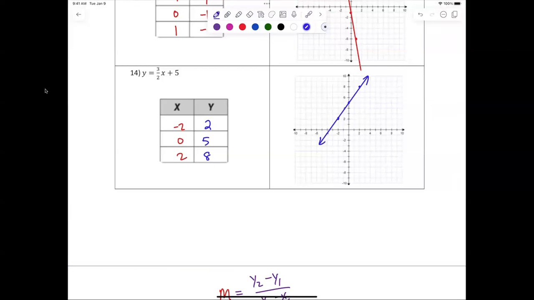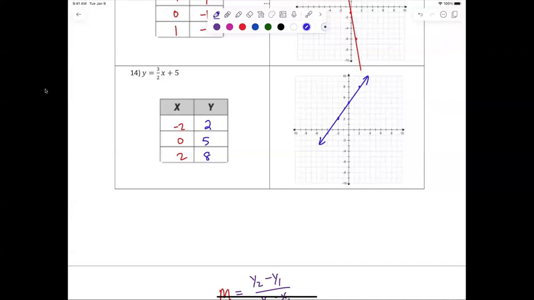Now, there's a table button on your calculator. You can hit second graph. If you just hit graph, it'll show you the graph. If you hit second graph, the table will come up. Does everybody see that? And you see the table. And the table, if you put in -2, 0, 2, it'll coordinate with those y values.